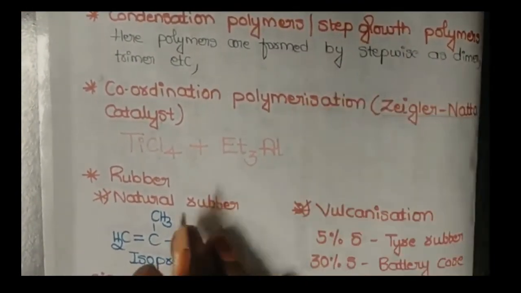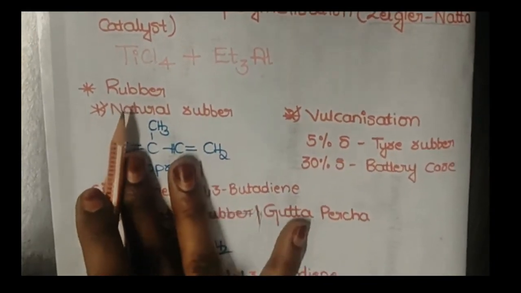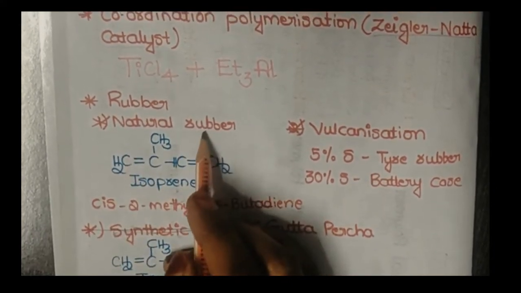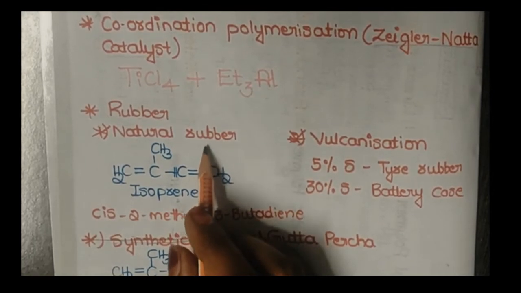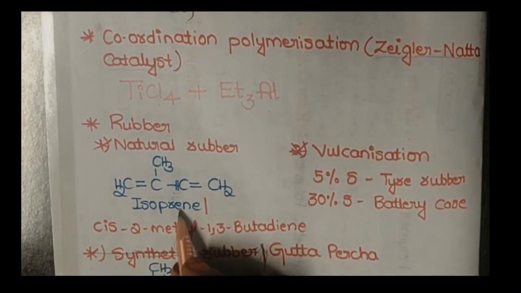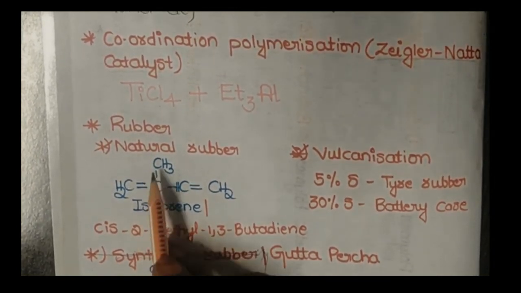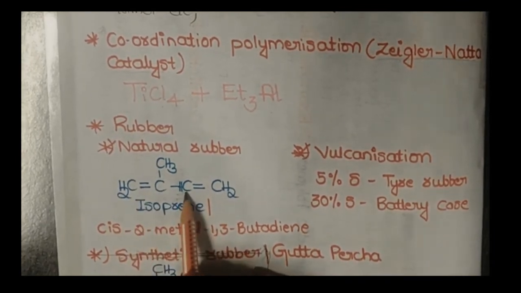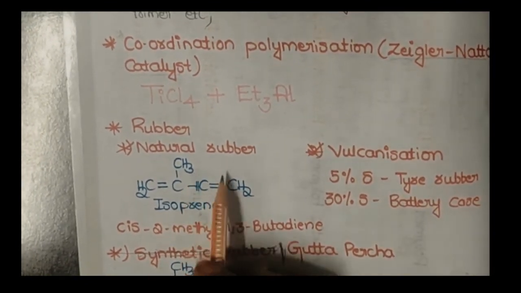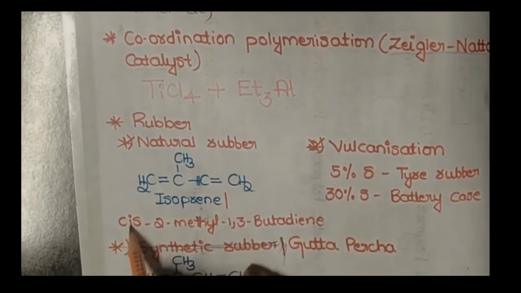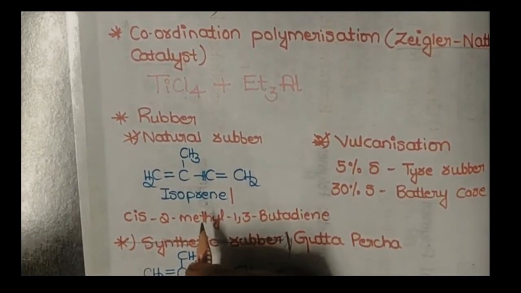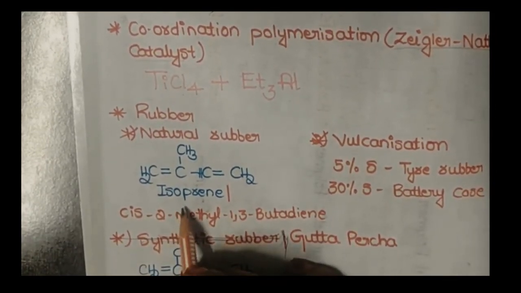Okay, so we'll continue further with rubber. So here, natural rubber. In case of natural rubber, the monomer present is isoprene. What is isoprene? It is nothing but 2-methyl 1,3-butadiene. Okay, so to be more specific, natural rubber is a cis isomer of 2-methyl 1,3-butadiene, which is commonly called isoprene.